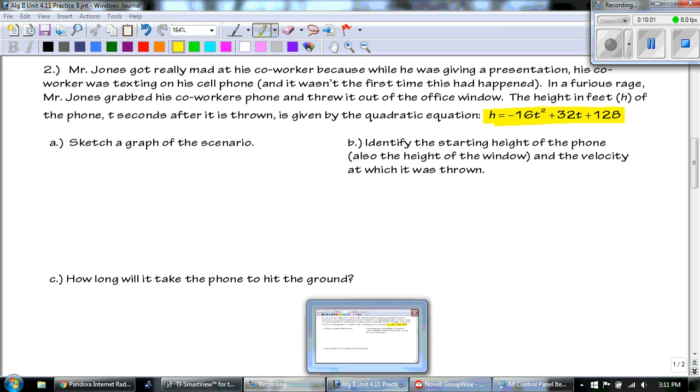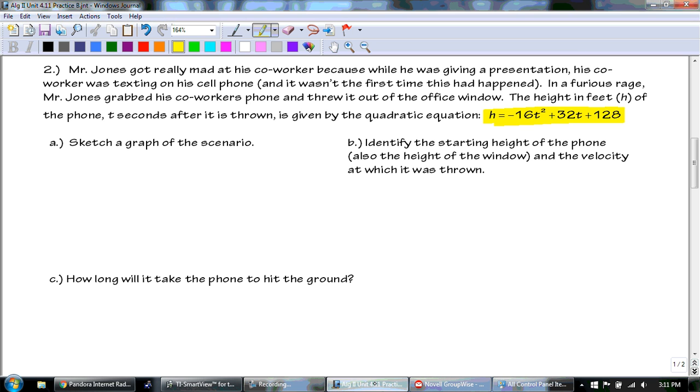So, sketch your graph. What's going on? Here's my window. Here's my angry guy. He's fuming. He's so mad. And he took this guy's phone and he just threw it out the window. And then it's going to go woo and hit the ground. Isn't my picture beautiful? Oh, thank you.